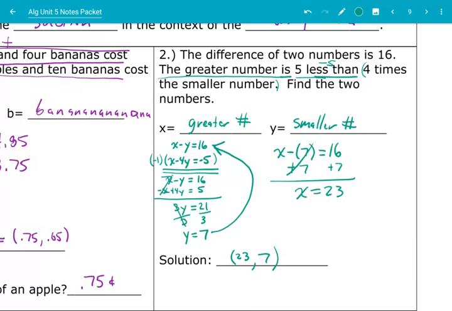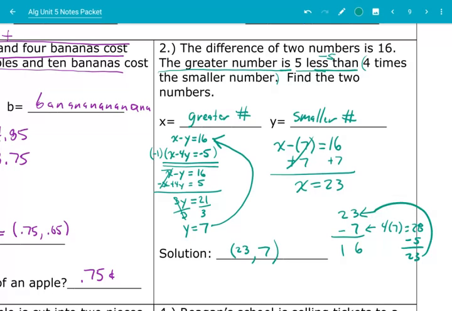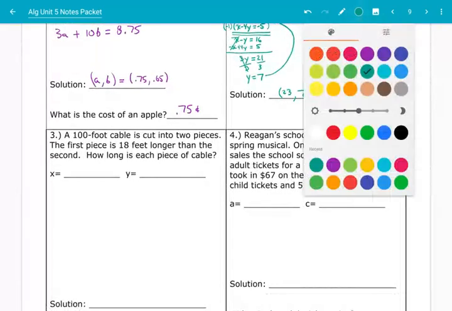So 23 and 7. And the difference of those two numbers is 16. 23 minus 7 equals 16. That's right. And the greater number, 23, is 5 less than 4 times the smaller number. 4 times this equals 28. If you take 5 away, you get 23. That's exactly what we have there. So there, we've checked our answers and everything is perfect. Wonderful. All right, let's go to the next one here.